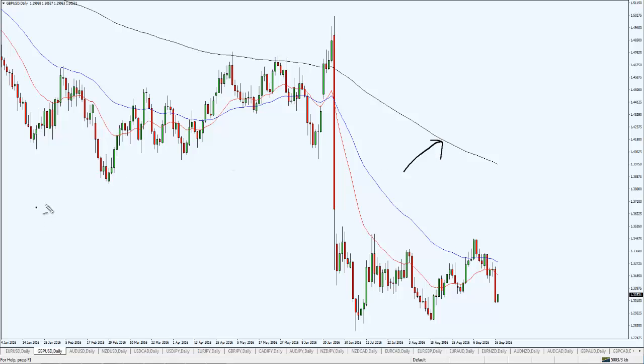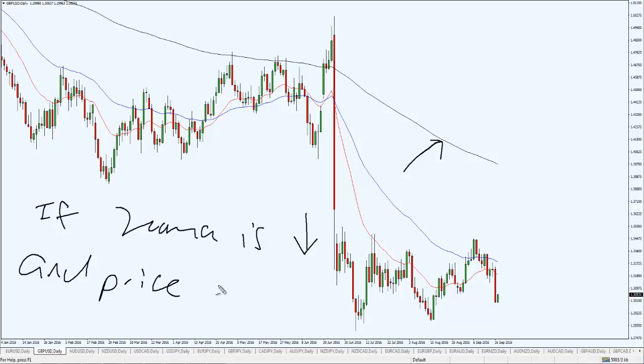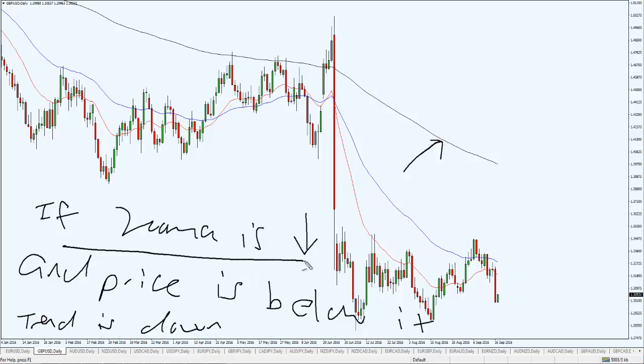So let me write this down. If the 200 MA is pointing lower and price is below it, then the trend is down. Pardon my handwriting. I know it looks like a kid's handwriting, but yeah. If the 200 period moving average is pointing lower and price is below it, then the long-term trend is down. This is a very simple definition of how I define the trend.